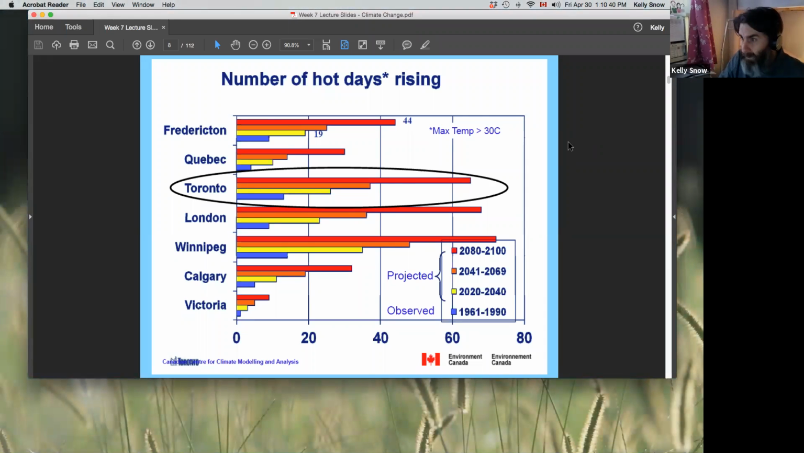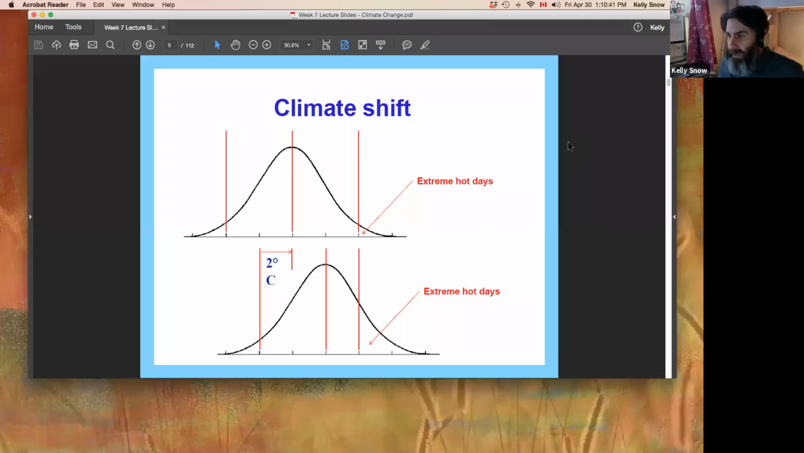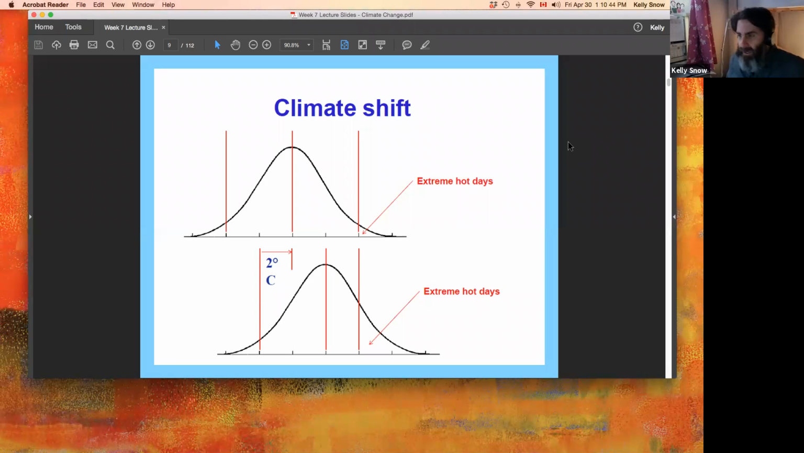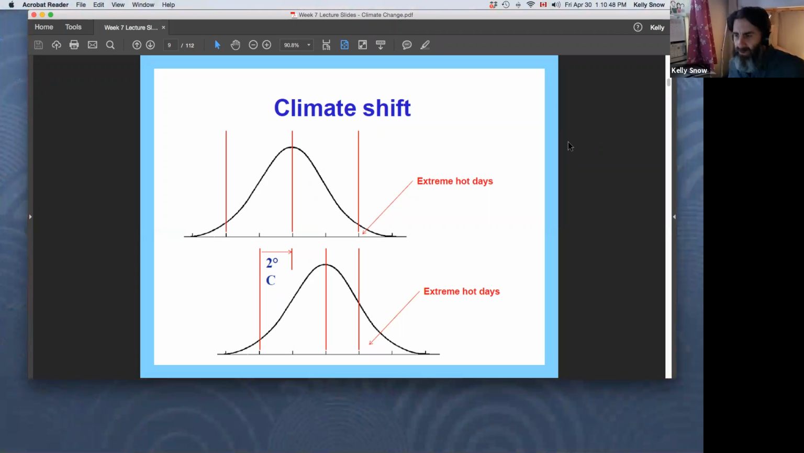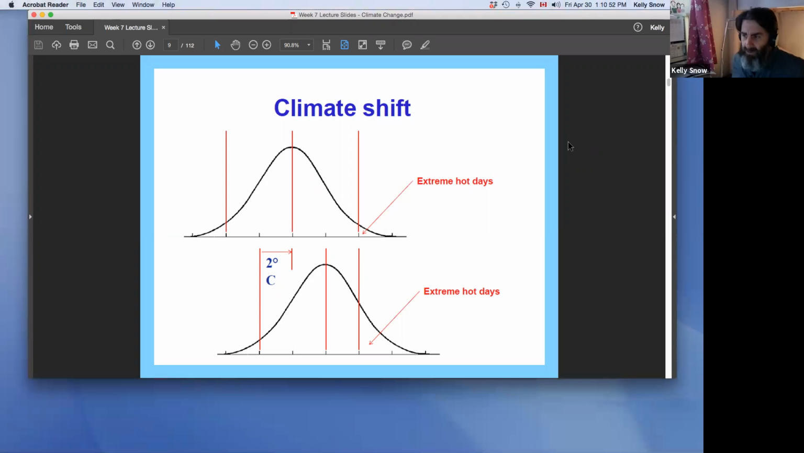geological time. Okay, so we're looking at a 2-degree shift in temperature in terms of becoming warmer. We're looking at extreme hot days increasing by about three times, if you look at this graph here.